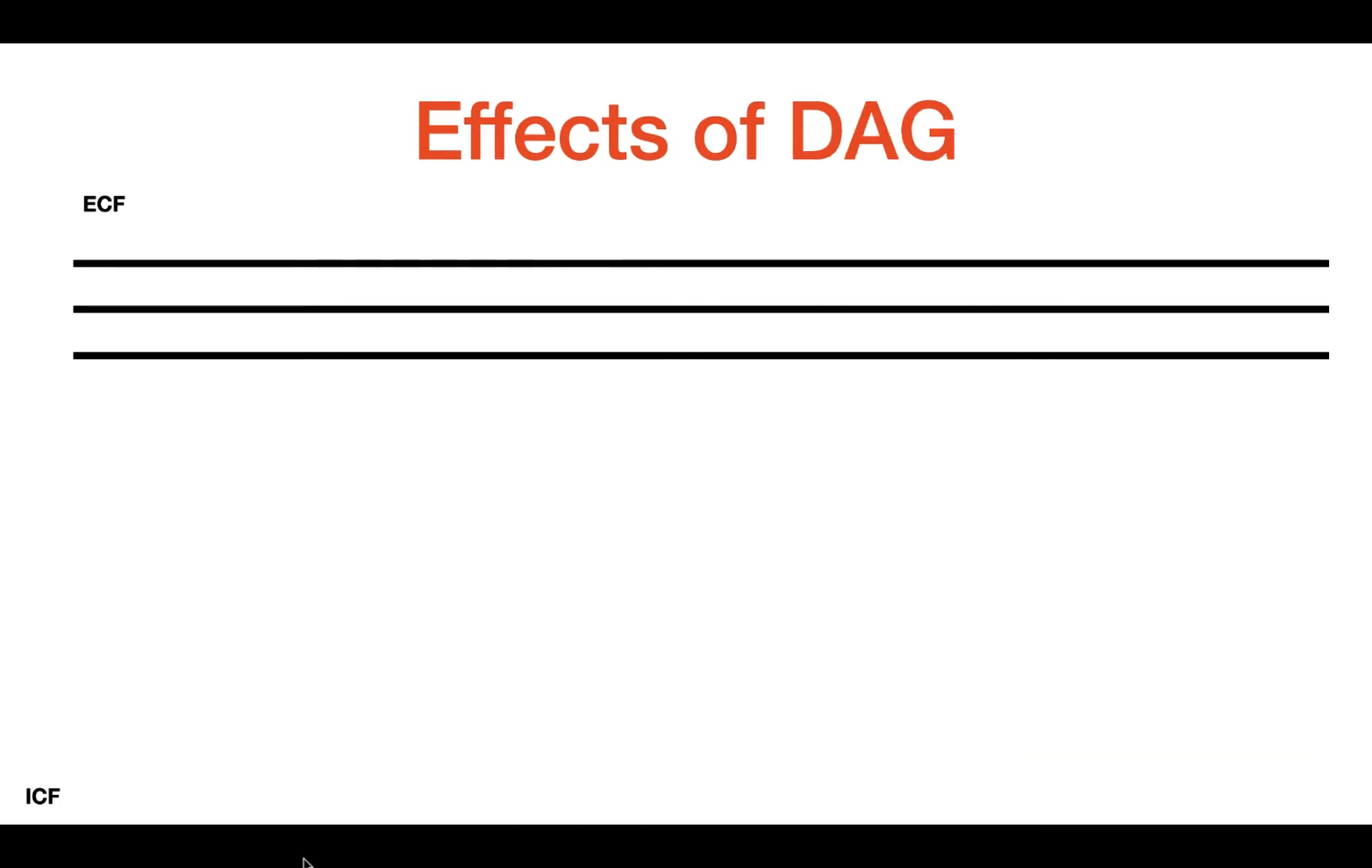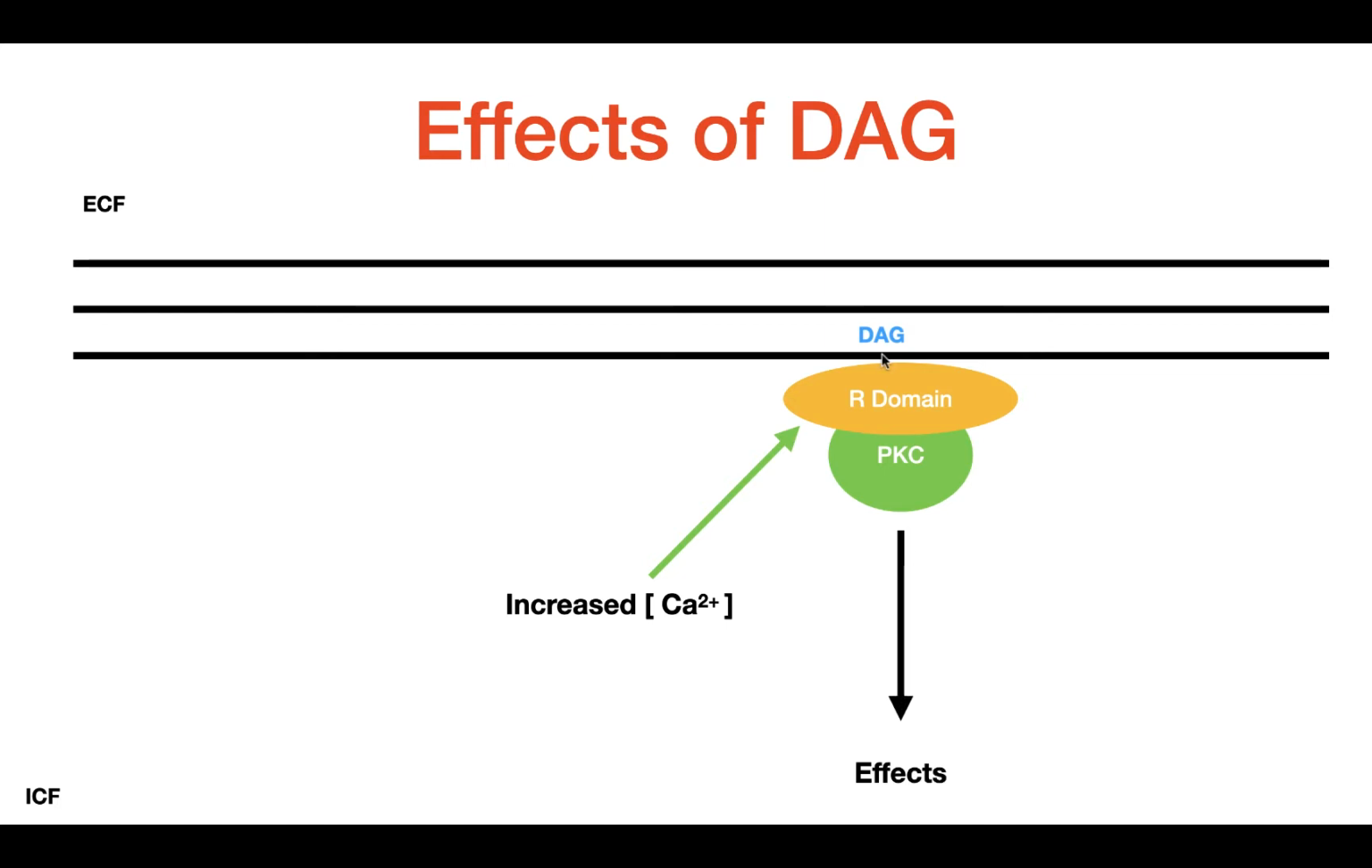The second messenger is diacylglycerol. Remember, that was produced by phospholipase C. And diacylglycerol is going to work in conjunction with calcium to activate a specific protein called protein kinase C. So protein kinase C is a water-soluble protein, so it's in the cytosol. And so what happens is that calcium and diacylglycerol will bind to the R domain, and it will localize this enzyme to the plasma membrane. And when this enzyme is activated by diacylglycerol and calcium, it can then lead to specific effects.